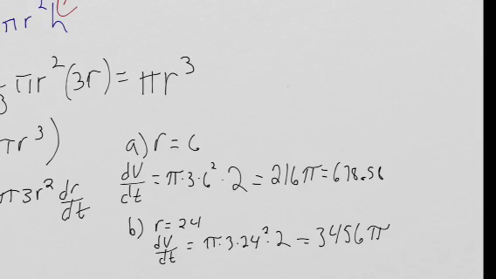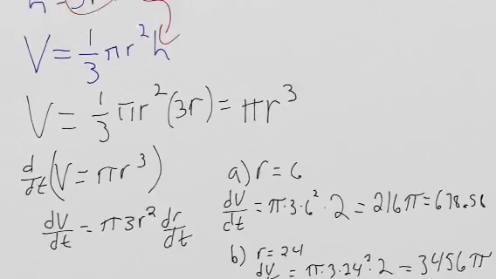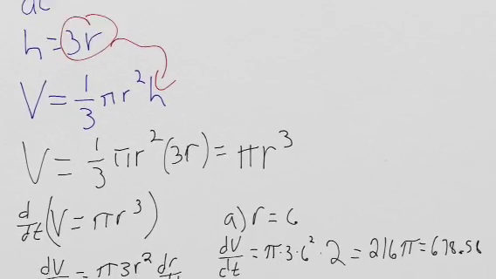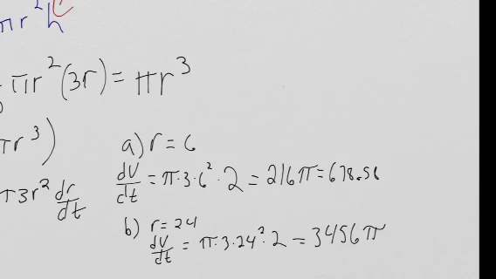So what does that mean? It means that when the radius is 6, dr dt, the radius is changing at 2 inches every minute. Okay, so it's changing 2 inches per minute. Well, then the volume is changing at 678.58 inches cubed per minute. Or when the radius is 24, the volume is changing at 3,456 pi inches cubed per minute. That's what dv dt means.